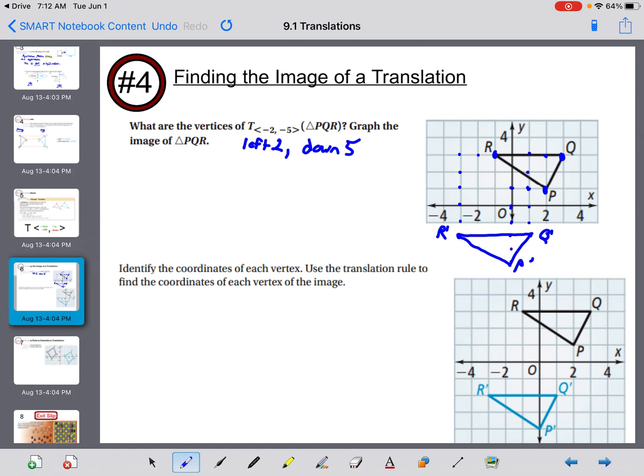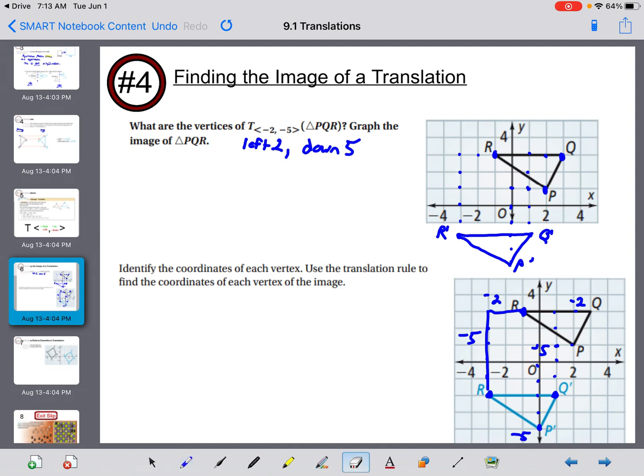All right, it says identify the coordinates of each vertex. Use the translation rule to find the coordinates of the vertex. Okay, so from R to R prime, we went left 2 and down 5. From Q to Q prime, we went left 2, down 5. And from P to P prime, we went left 2 and down 5.